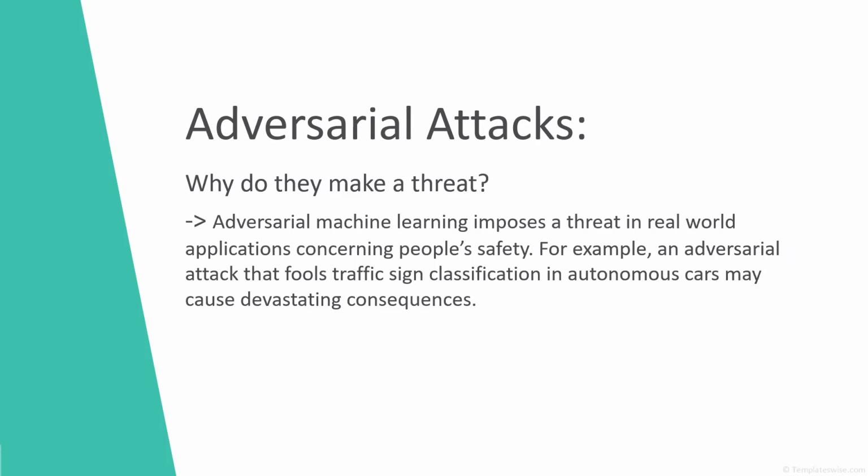Okay, now why do adversarial attacks make a threat? Adversarial machine learning imposes a threat in real-world applications concerning people's safety. For example, an adversarial attack that fools traffic sign classification in autonomous cars may cause devastating consequences.